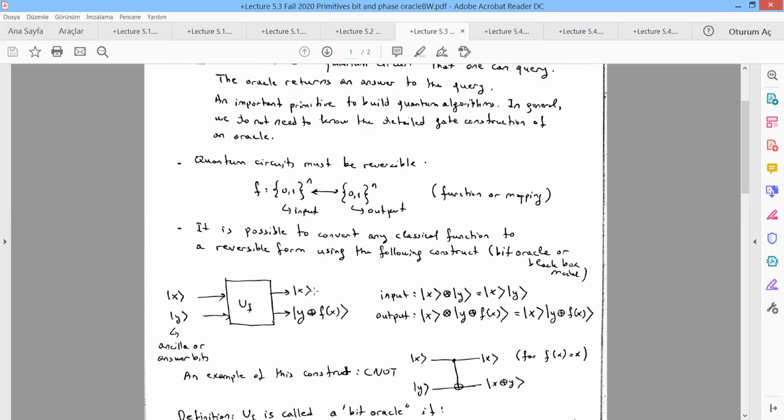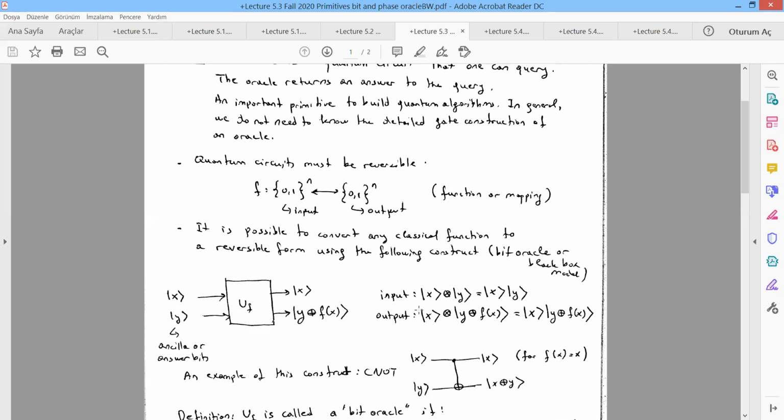In the output, again, we produce |x⟩, the same as the input, but we also generate the function f of x that U_f computes in this form: |y⟩ modulo 2 sum, or exclusive or, f of x. It's easy to see. If y equals 0, for instance, this output would be f of x, because 0 plus f of x modulo 2 would be f of x, always. So this kind of construct is called a bit oracle. It's a black box model.